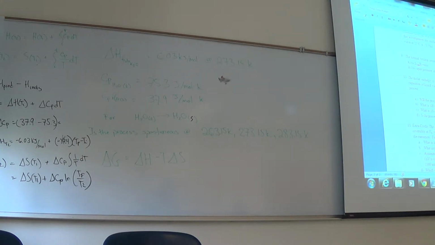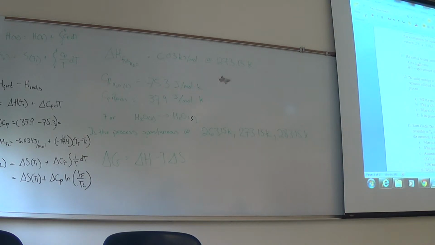No. So you solve for your delta H at 283, you solve for your delta S at 283, you plug them back into delta G is delta H minus T delta S, and you solve the expression, and you're going to find out that delta G is positive at 283. What do you expect delta G to be at 273.15?